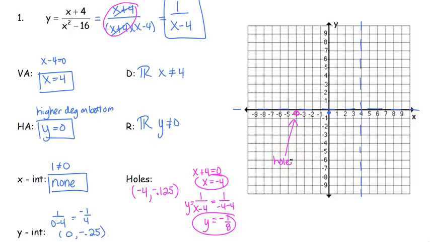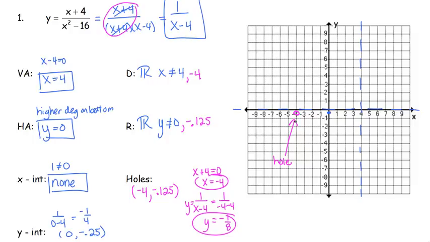And if it's a hole and it doesn't exist there, that means that x can also not be negative 4 and y cannot be negative 0.125. Because at that point, we have a glitch in our graph.